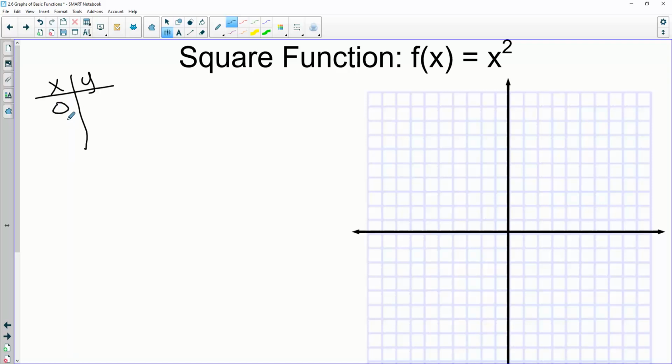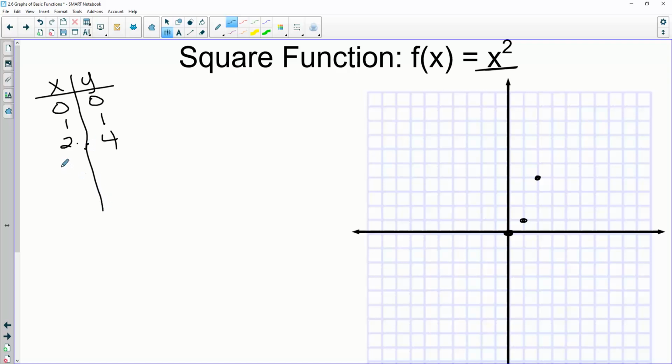All right, let's try 0, 1, 2. What's 0 squared? 1 squared. Okay, I'm just putting them into this equation. So 2 squared is 4. So we have 0, 0, 1, 1, 2, 4. Is that enough? What else do I need?